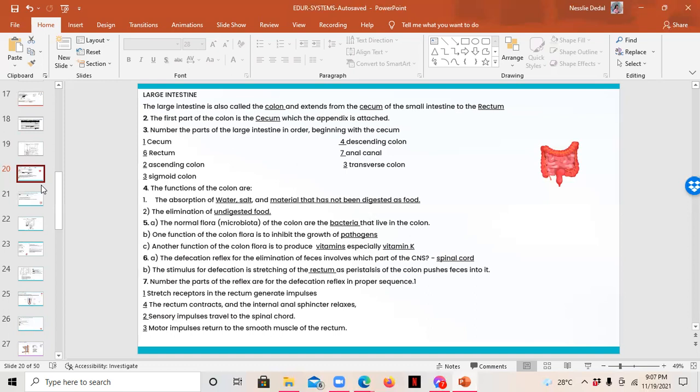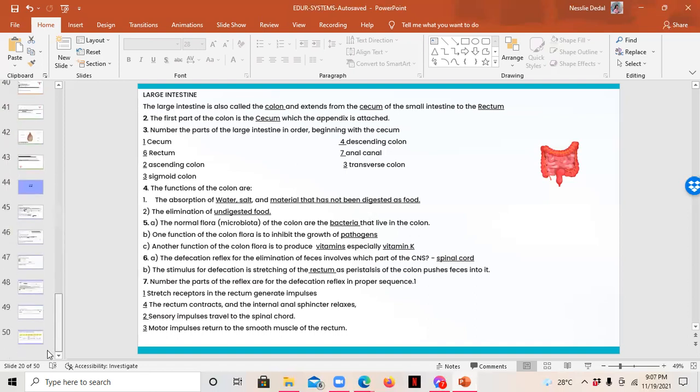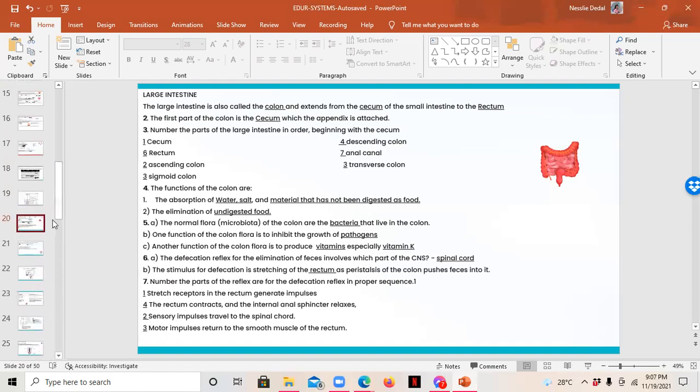C. Another function of the colon flora is to produce vitamins, especially vitamin K. 6. The defecation reflex for the elimination of feces involves which part of the CNS? The answer is spinal cord. B. The stimulus for defecation is stretching of the rectum as peristalsis of the colon pushes feces into it.